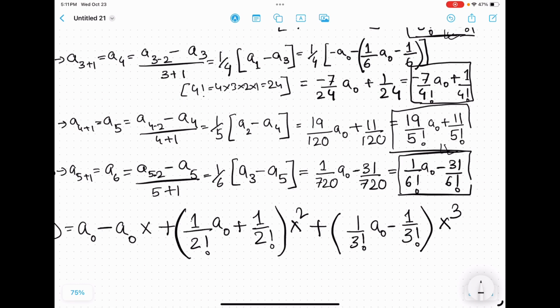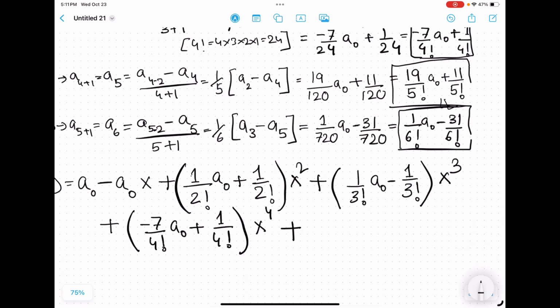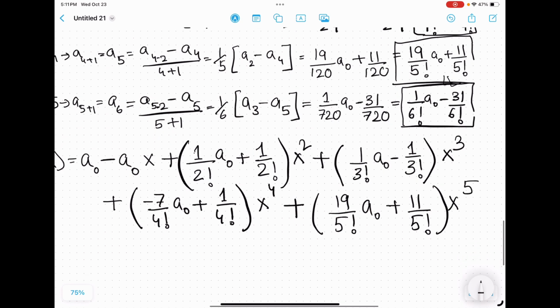Then I have my a sub 4, which is negative 7 by 4 factorial a sub 0 plus 1 by 4 factorial. And then let's not forget my power 4. And then plus I have my a sub 5, which is 19 by 5 factorial a sub 0 plus 11 by 5 factorial, x to the power of 5. Okay, so I think we have our first 5 terms.